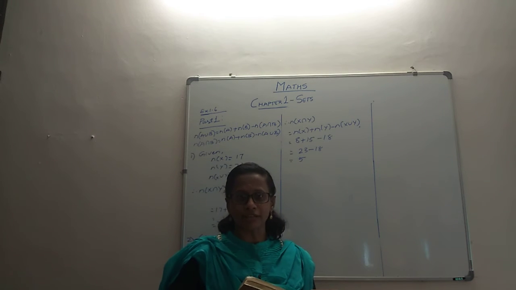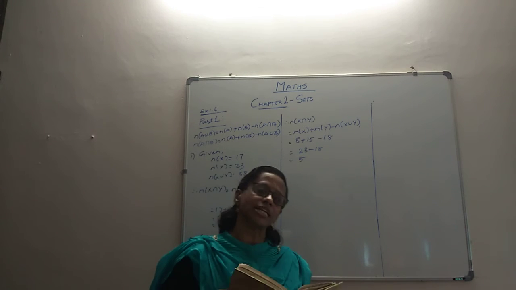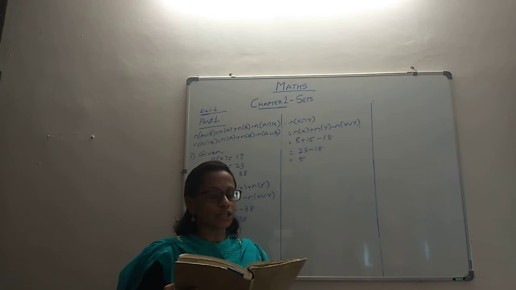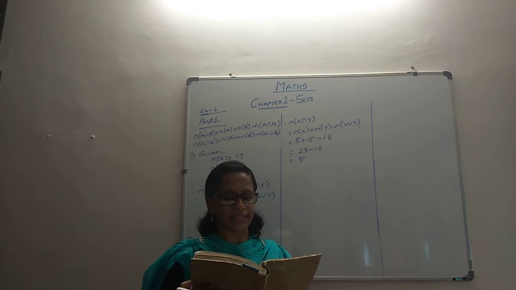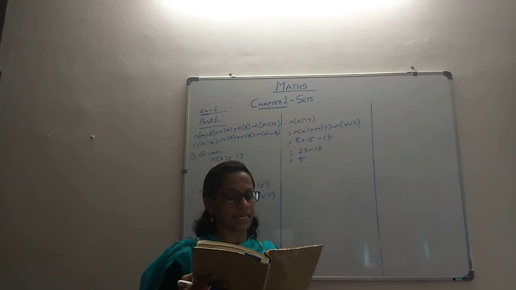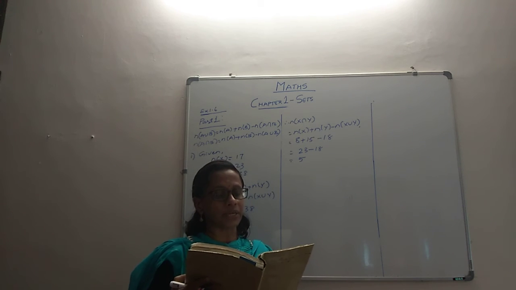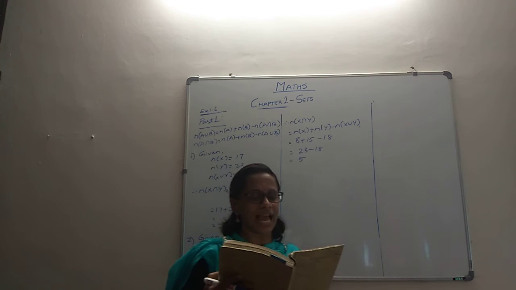So we need to understand the question, we need to do the introduction, then we need to apply the formula. In a group of 400 people, 250 can speak Hindi, 200 can speak English. How many people can speak both Hindi and English?